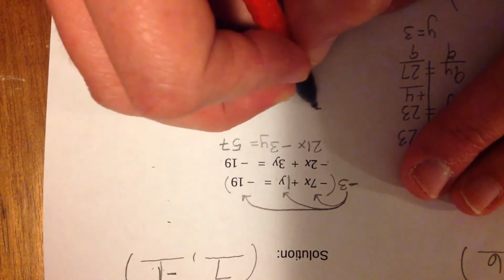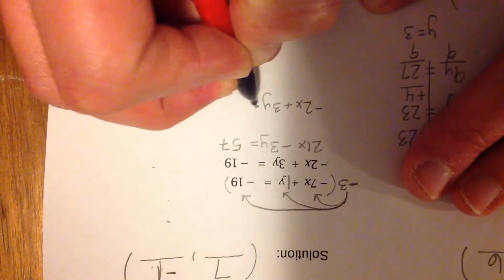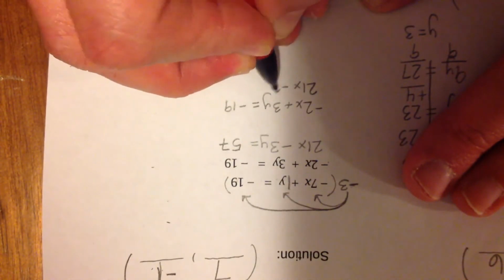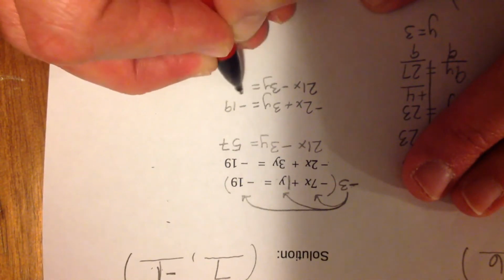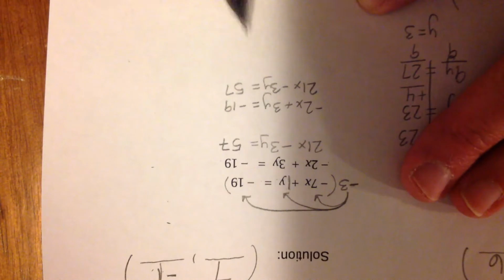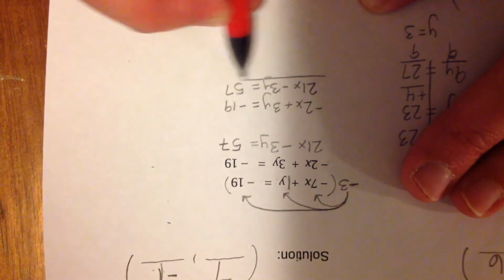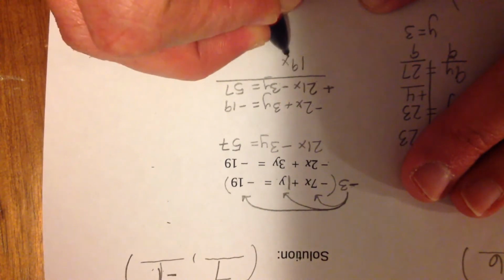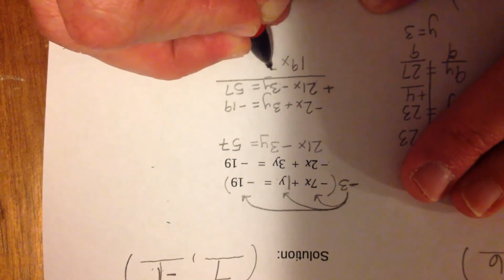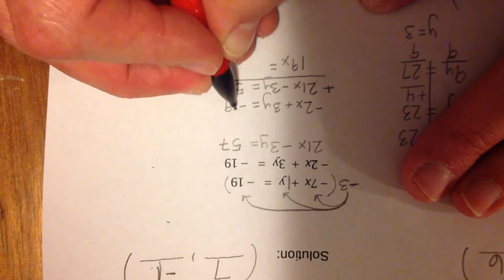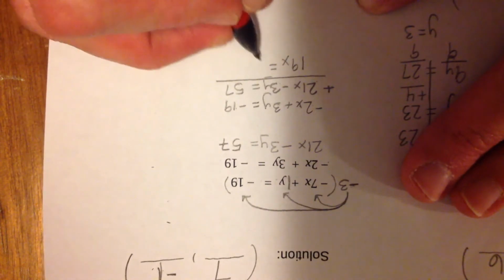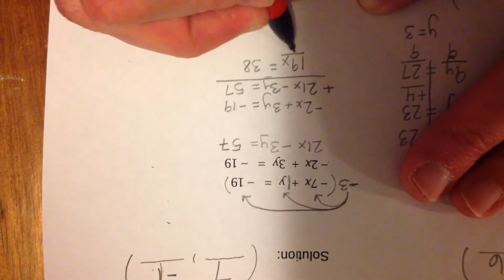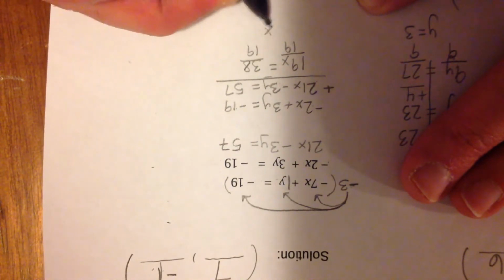Okay, I'm going to rewrite these equations here. I have negative 2x plus 3y equals negative 19, that's this equation right here. And then I have 21x minus 3y equals 57. Now if you notice, the 3y and the minus 3y are going to cancel out, so I can just add. Negative 2x plus 21x is positive 19x. 3y minus 3y is a 0 pair. And then negative 19 plus 57 gets me 38. To solve for this, I divide by 19, and x equals 2.